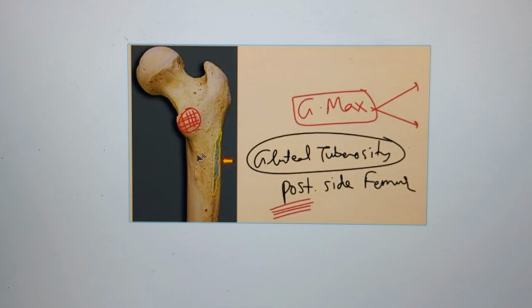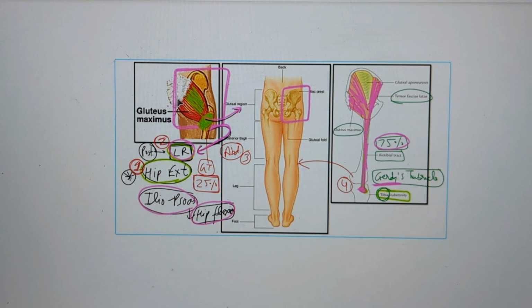Here we go. The given image is the left femur bone. The gluteal tuberosity is located on the posterior side of the femur and serves as the insertion site for the gluteus maximus muscle. The head of the femur is located medially and the lesser trochanter is located posteriorly. We are observing the right gluteus maximus muscle.